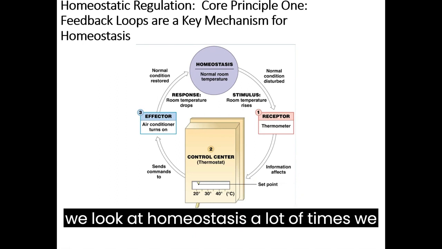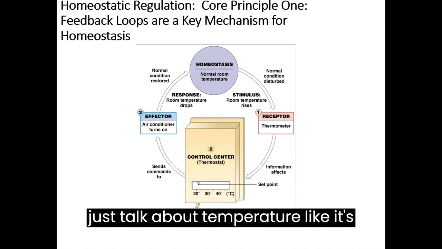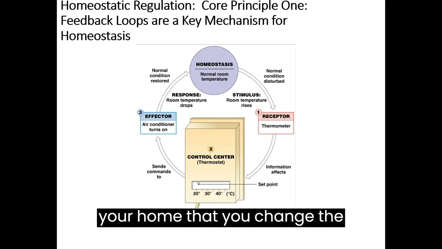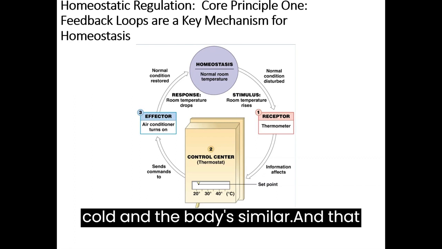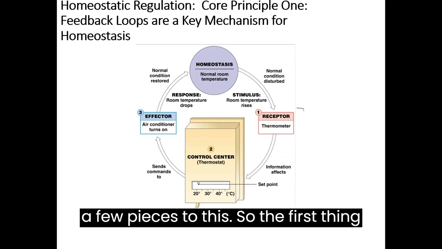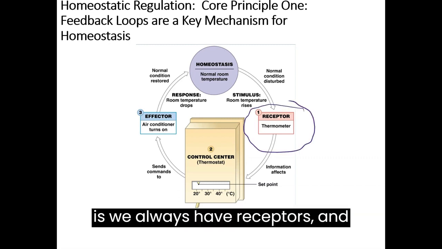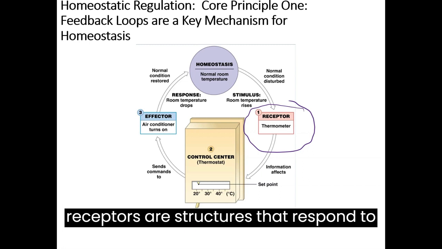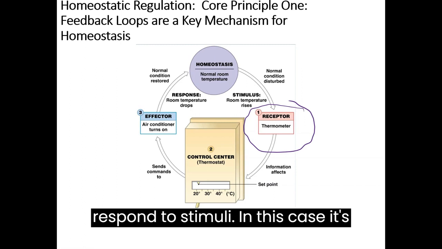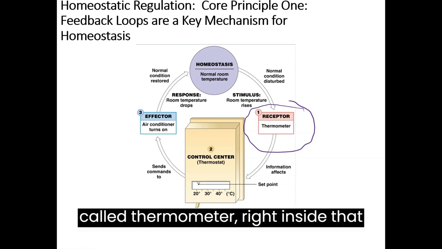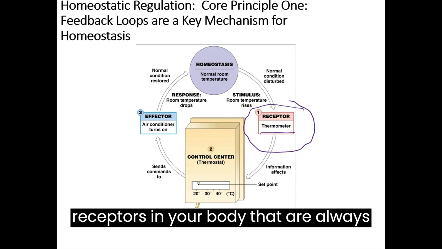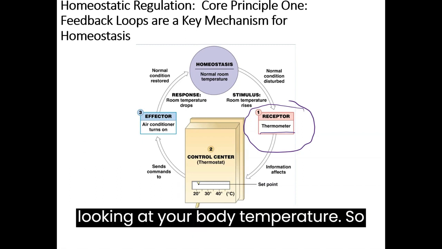So again, when we look at homeostasis, a lot of times we just talk about temperature. It's real easy. Everyone has a thermostat in your home that you change if you're too hot or too cold. And the body's similar in that there's a few pieces to this. So the first thing is we always have receptors. And receptors are structures that respond to a stimulus. You might remember in the last lecture, we said living things respond to stimuli. In this case, it's called a thermometer inside that thermostat. But you would have thermoreceptors in your body that are always looking at your body temperature.